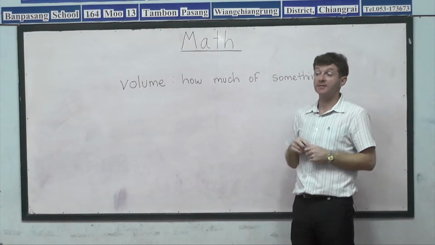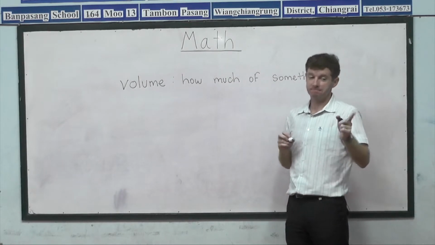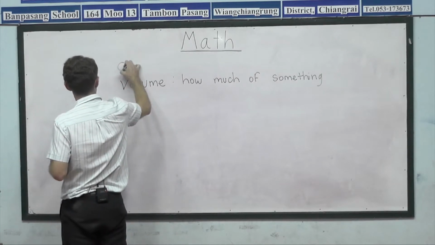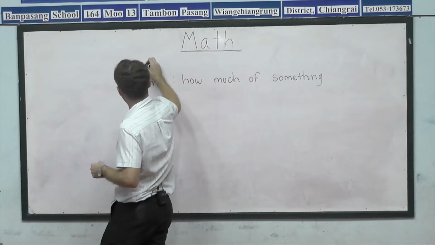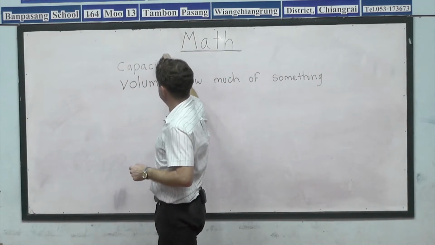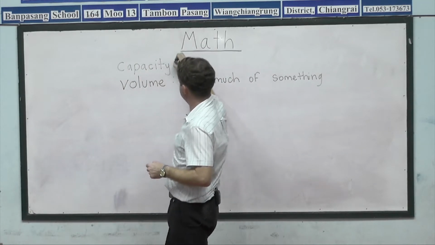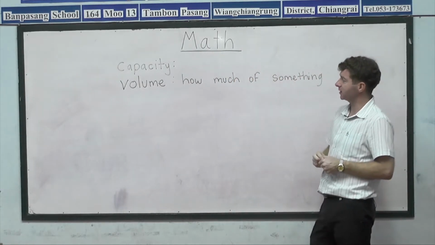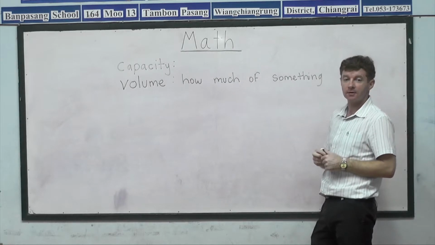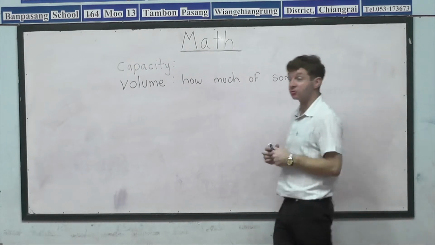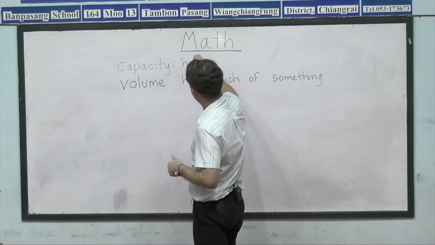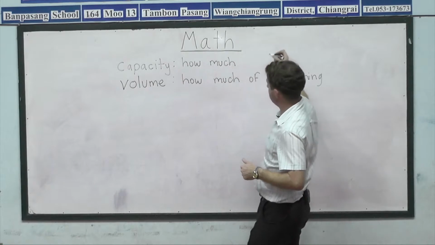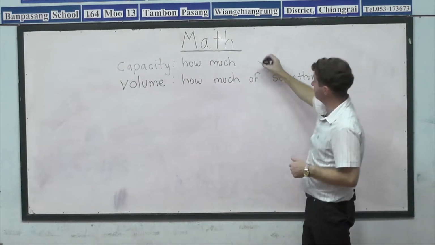And what's our other word that we're learning about today? Capacity. How do we spell capacity? C-A-P-A-C-I-T-Y. Volume is how much of something. Capacity, how much something holds. Very good. How much something.